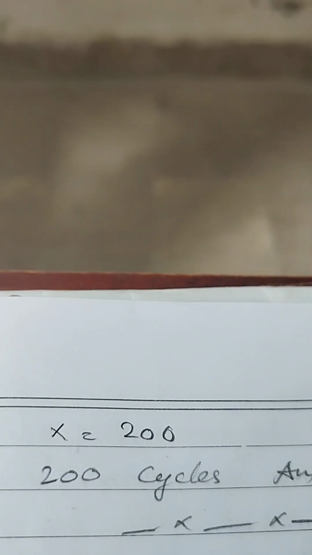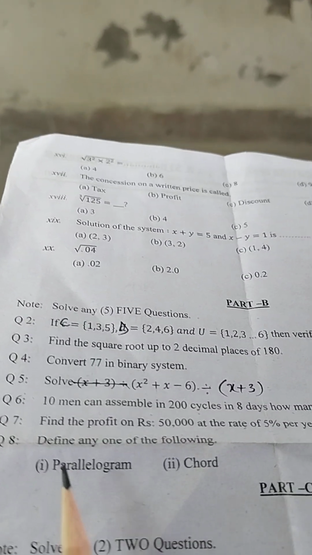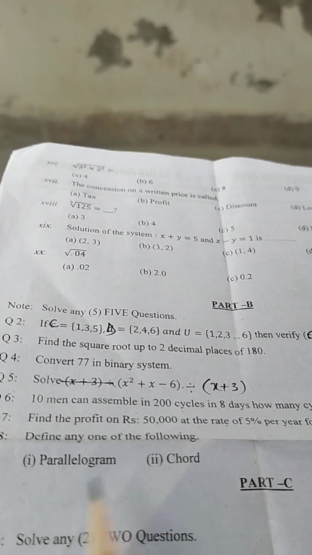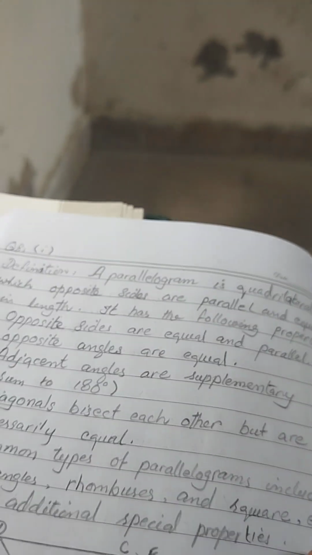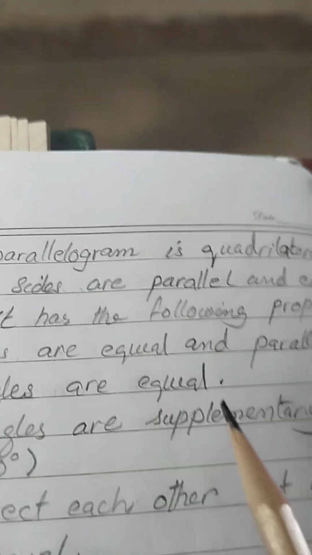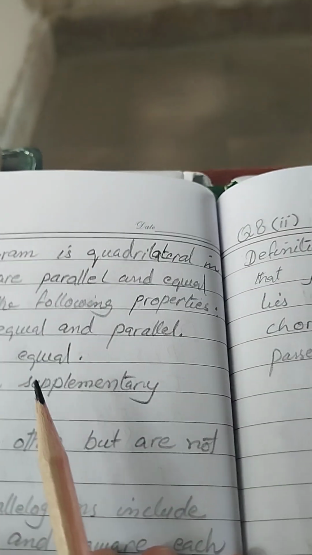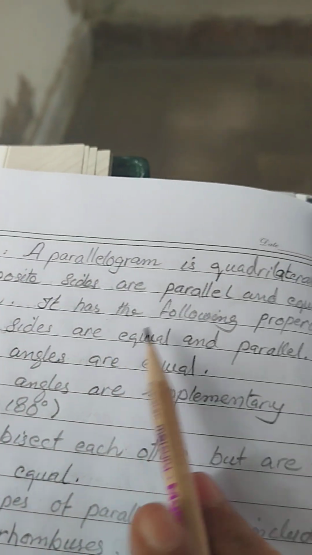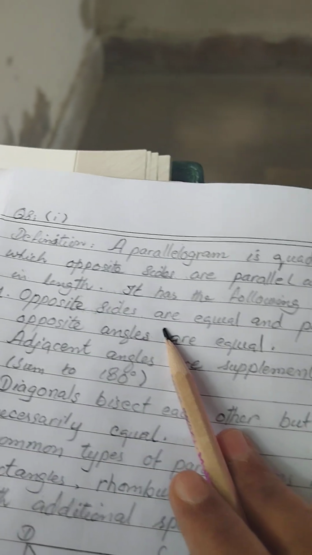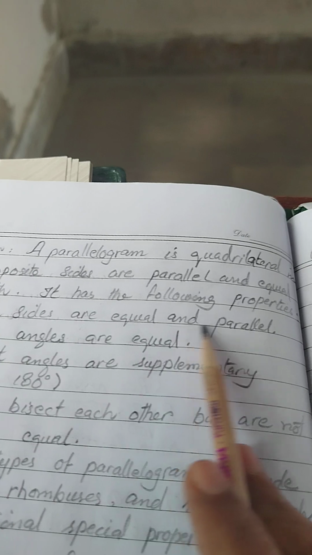Now we solve question number 8. Here is our question number 8. Define any one of the following: parallelogram and chord. First we solve parallelogram. So you can write like this. A parallelogram is a quadrilateral in which opposite sides are parallel and equal in length. It has the following properties.